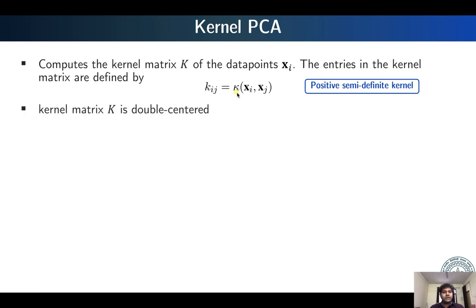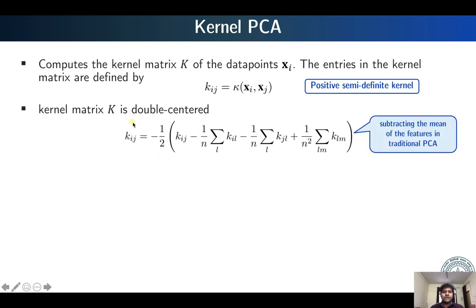After that, the kernel matrix is double centered. Essentially, it is double centered using this particular equation. In fact, this double centering is equivalent to subtracting the mean of the features in traditional PCA. So finally, because of this double centering, the kernel matrix becomes zero mean data.